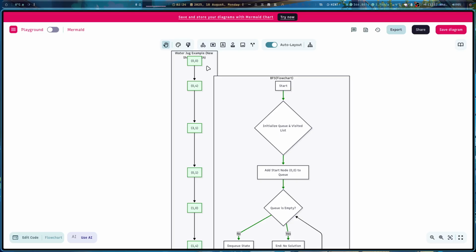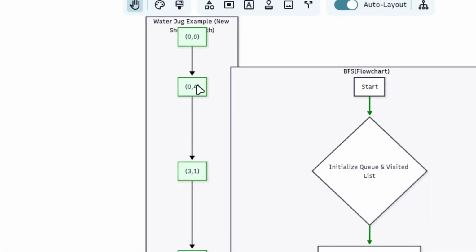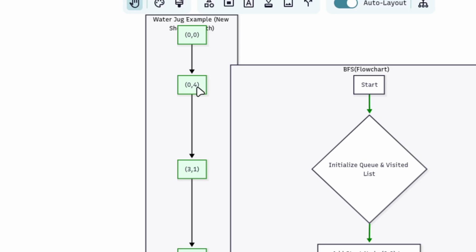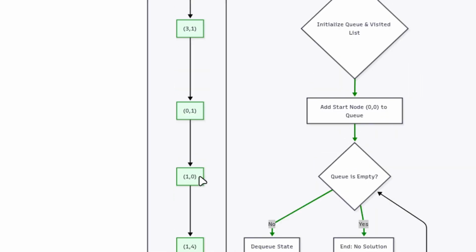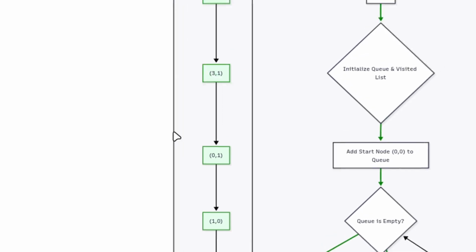So now let's start. First, we have the condition where you don't have anything, 0,0. The 0th index represents your 3-liter jug, and the first index represents your 4-liter jug. Next, as you can see, I filled up the 4-liter jug first. Then I poured the water from the 4-liter jug to fill the 3-liter jug to the brim. That means the 3-liter jug contains 3 liters, and the 4-liter jug only has 1 liter in it.